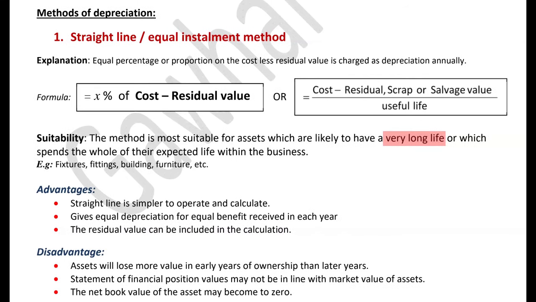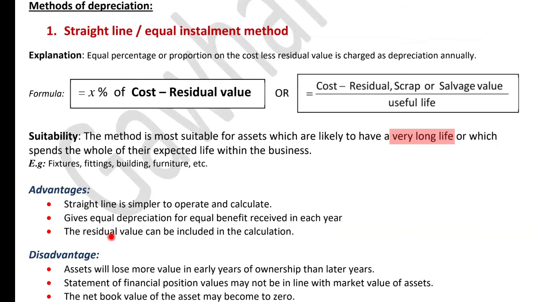So let's go to the advantages of the straight line method of depreciation. Advantages. Straight line is simple to operate and calculate. Number two, gives equal depreciation for equal benefit received each year. And the residual value can be included in the calculation. In this case, no other depreciation method allows the residual value to come into the calculation.